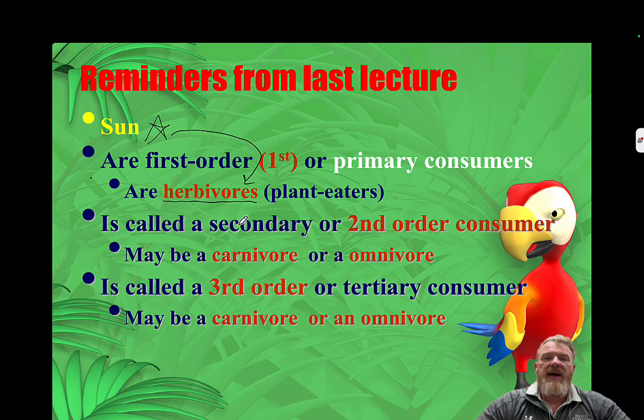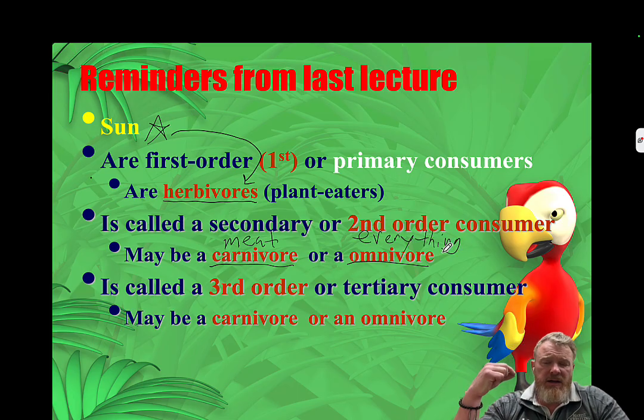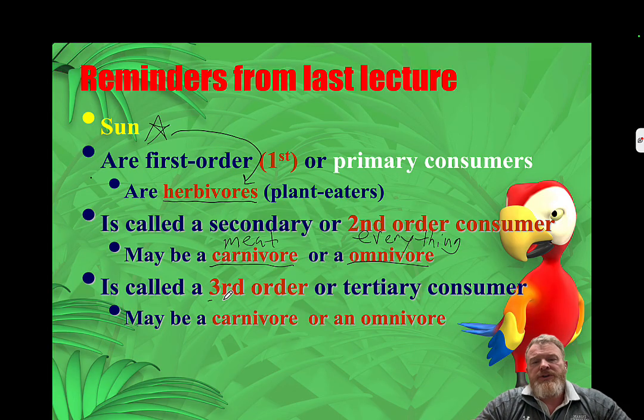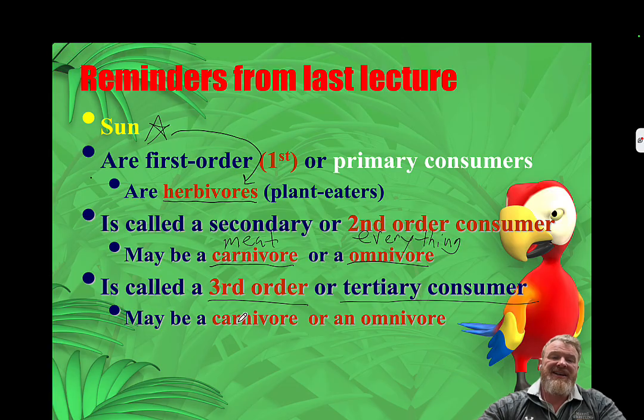After that, we're going to go to our second order, or secondary consumers. These can be carnivores or omnivores. Now, once again, our carnivores are meat eaters, and omnivores are a little bit of everything. What do I mean by everything? I mean, they can eat vegetation, berries, nuts, but they also eat meat as well. And third order, our tertiary consumers, once again, are omnivores or carnivores as well.